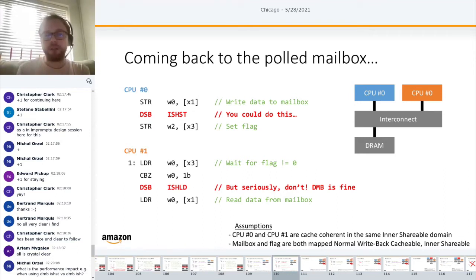Question in the chat is, what is the performance impact? For example, the difference between using a DMB ISH ST and a DMB ISH. So this is having a DMB ISH, which applies to anything before and anything after, versus stores before and stores after.